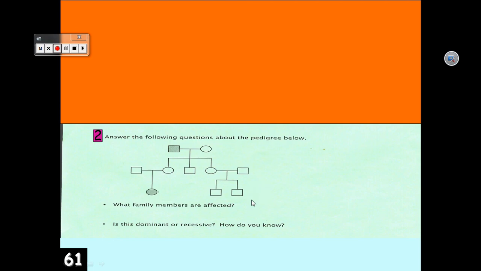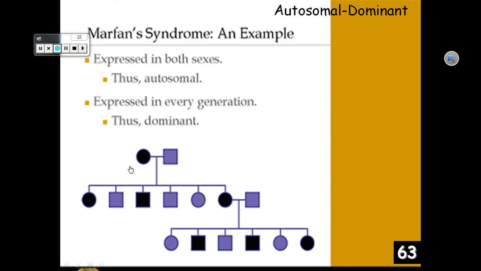Look at this example. All right, which family members are affected? The top square and the bottom circle. And you notice that it should skip an entire generation. So this trait would be what? If you said recessive, you were right. All right, here's another example. And I believe these examples are in your notes.